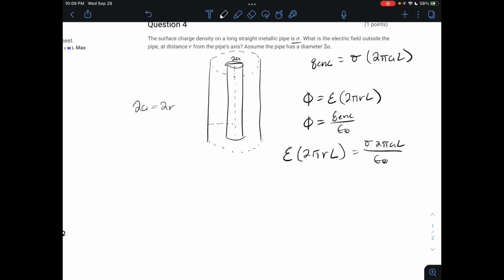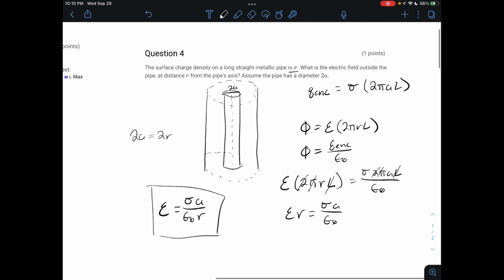Now obviously 2 pi and the L are all going to cancel, so we're left with electric field times r is equal to sigma times a over epsilon naught. And then from there we just divide by r, and we get that our electric field is equal to sigma times a over epsilon naught r. That's going to be your answer for question 4.